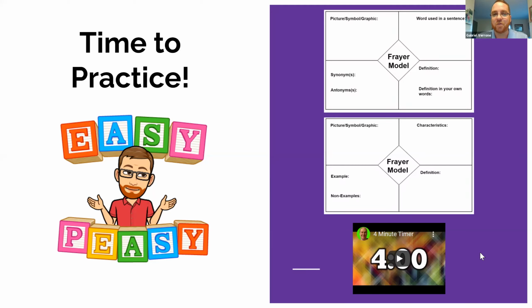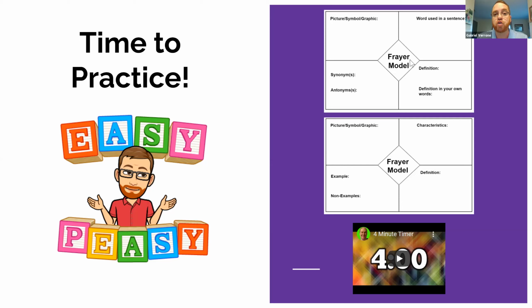So what you're going to do is I'm going to put you into a breakout room. You're going to use one of your editable Frayer models, choose one person to share their screen. And in the center, I want you to write Frayer model, right? Now you'll notice there's two different kinds.